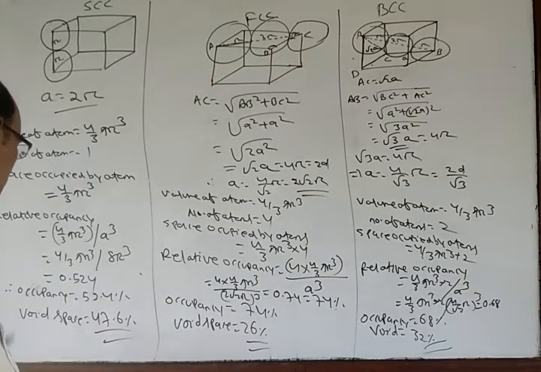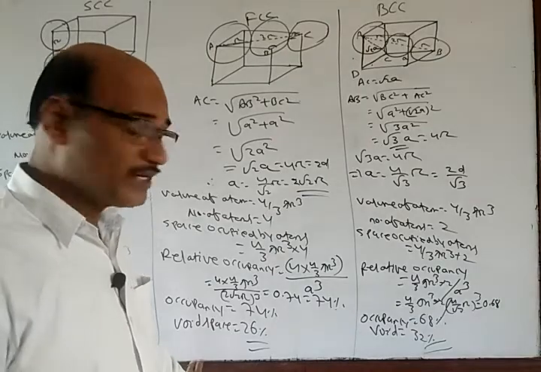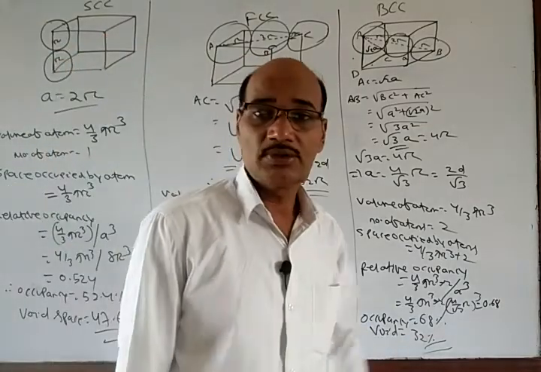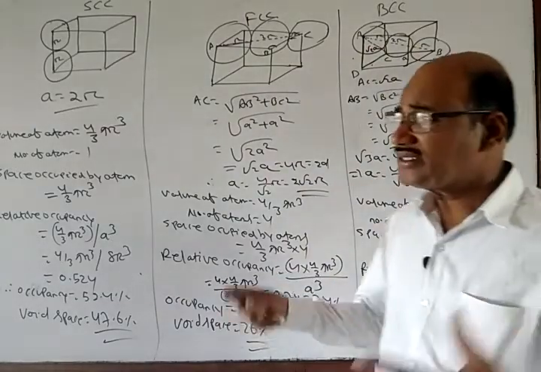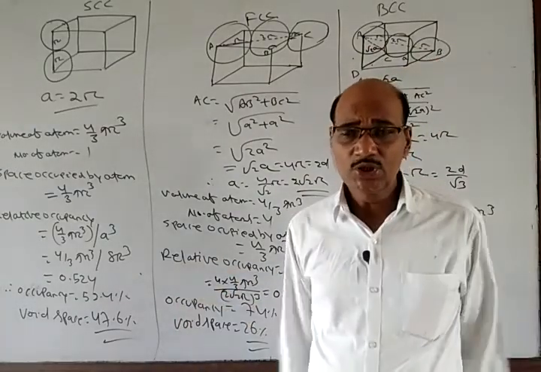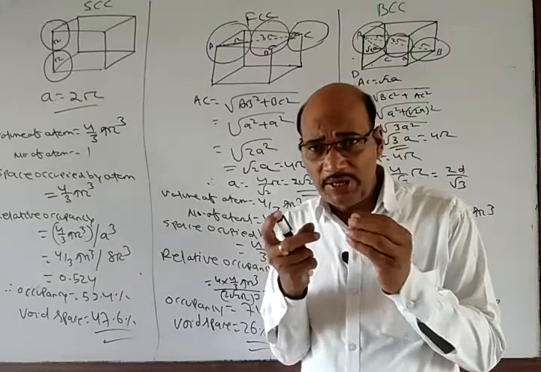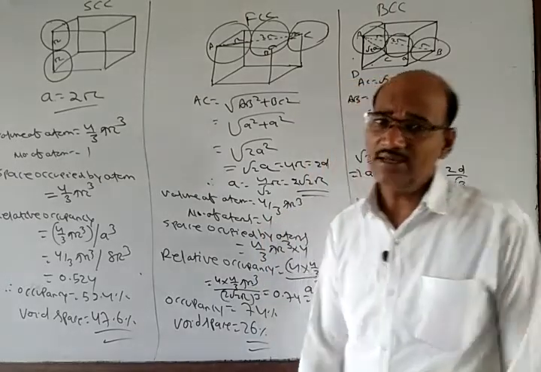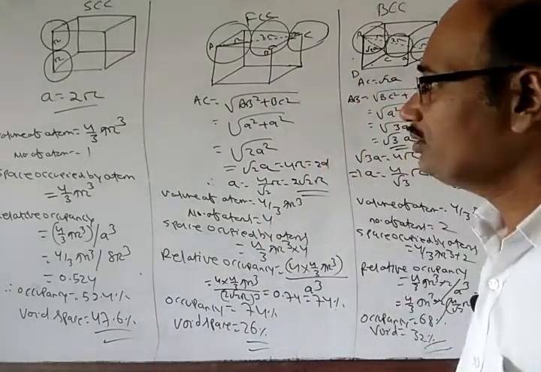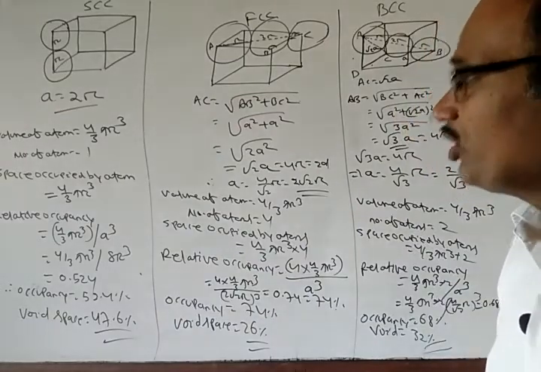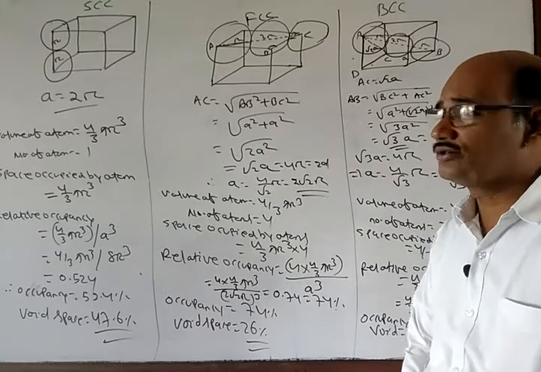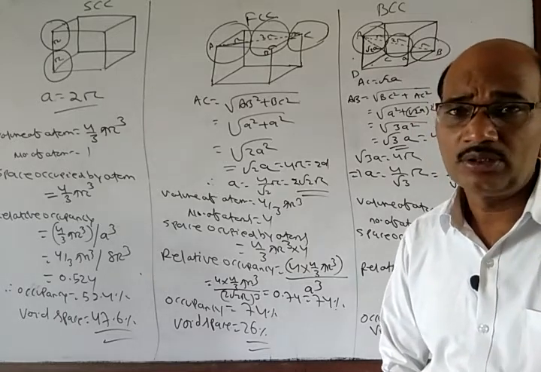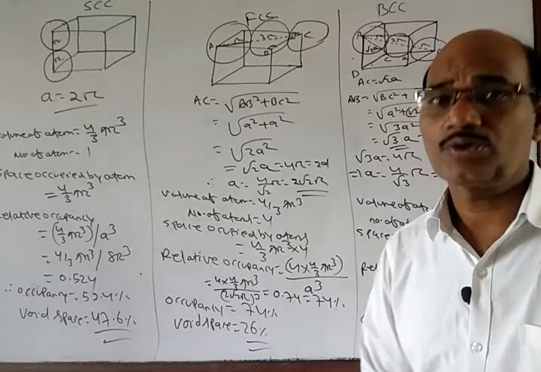So the void space in case of SCC is 47.6, FCC is 26 and in BCC it is 32. So the meaning is, whenever we are having a face centered cubic type of environment, very little space is lying vacant. So this is what you do about your relative occupancy of the atoms. Now next we will discuss your coordination number and the radius ratio.